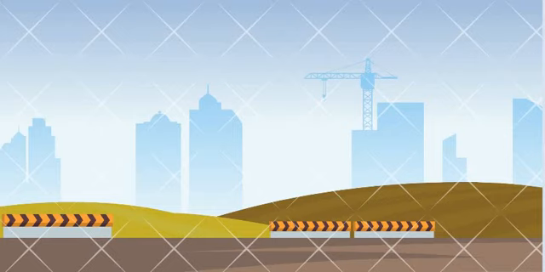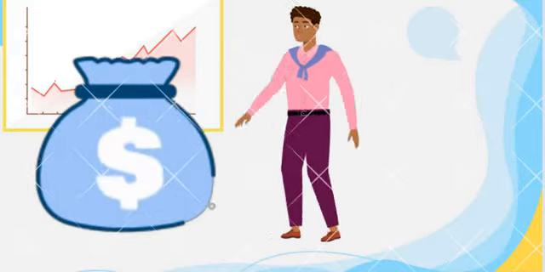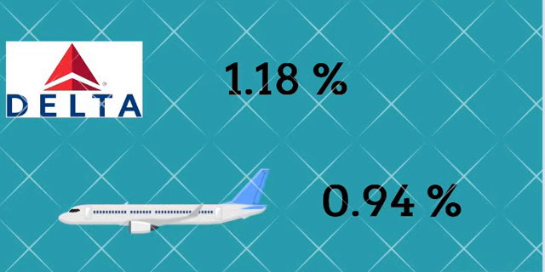At last, dividend yield. Along with growth in share price, a good dividend yield is what investors want, but a very high dividend yield is also not good at times. So the company's dividend yield is 1.18%, and its industry has a dividend yield of 0.94%, which is almost the same.